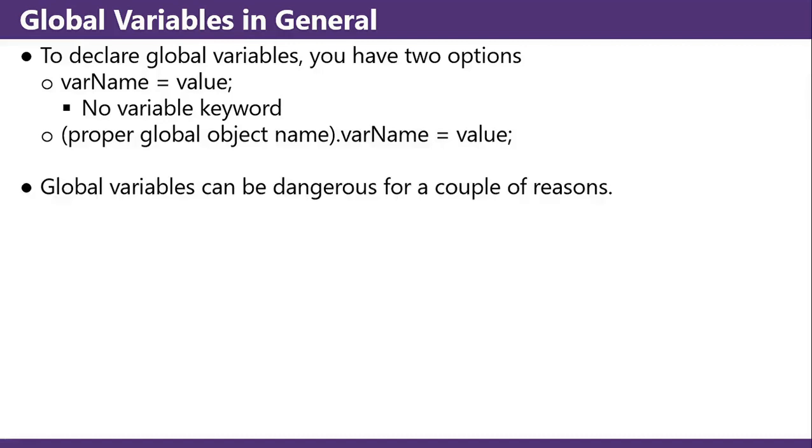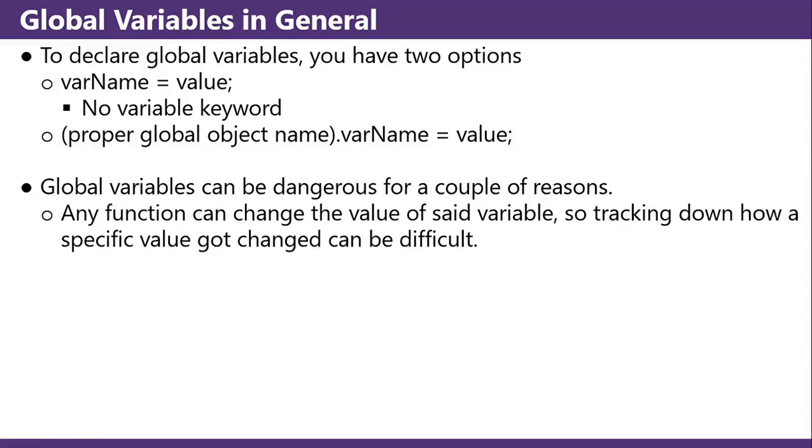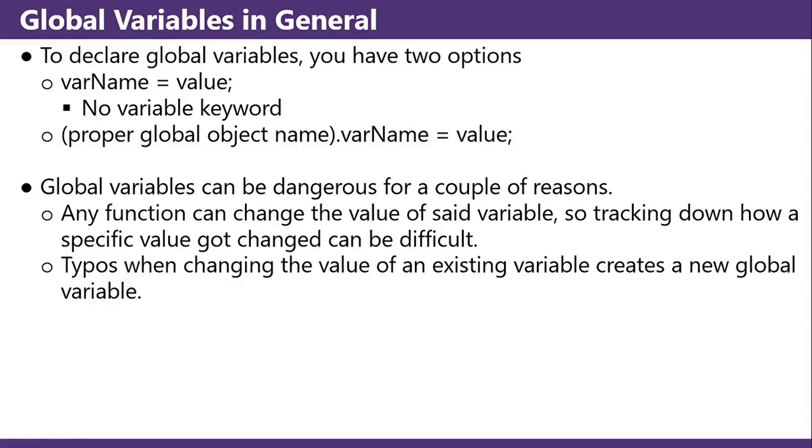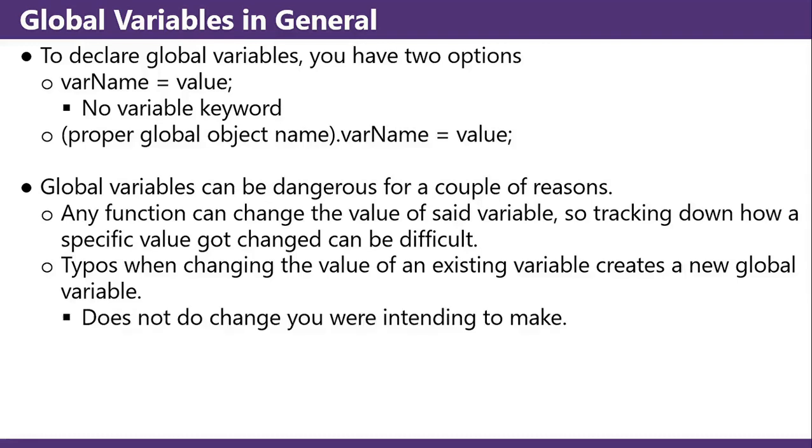Global variables can be dangerous for a couple of reasons. Any function can change the value of said variable, so tracking down how a specific value got changed can be difficult. Typos when changing the value of an existing variable create a new global variable, and the change you want doesn't happen.